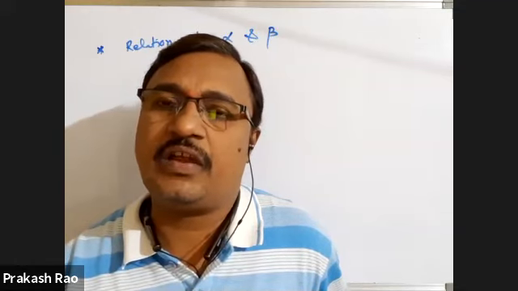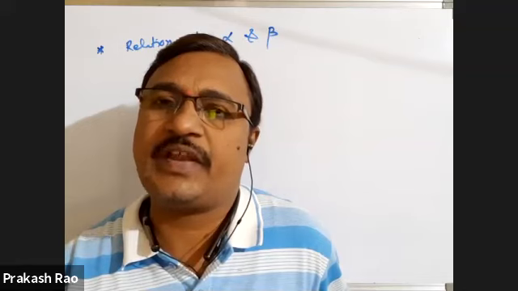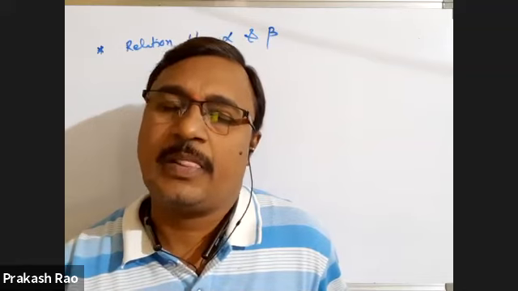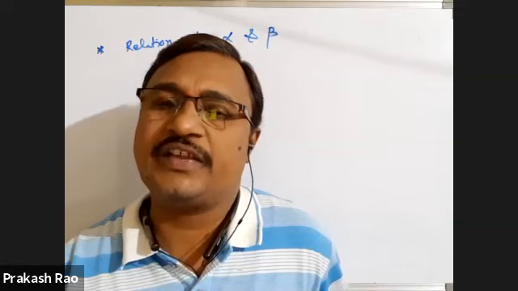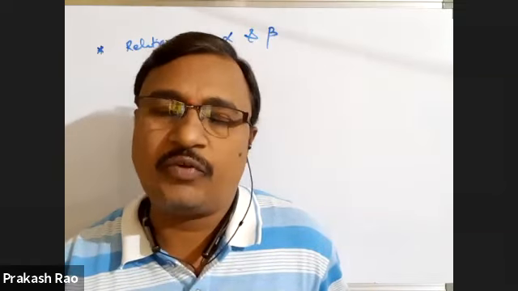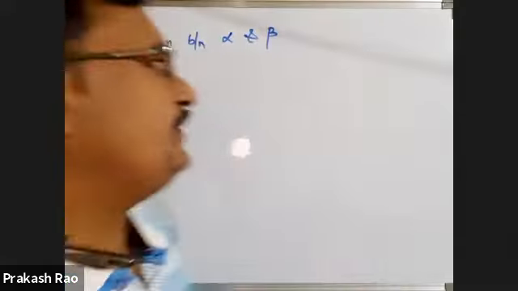In the 11th class, all of you derived this expression: alpha is to beta is to gamma is equal to 1 is to 2 is to 3. And you derived that beta is equal to 2 alpha, gamma is equal to 3 alpha. Let us see once how that came.